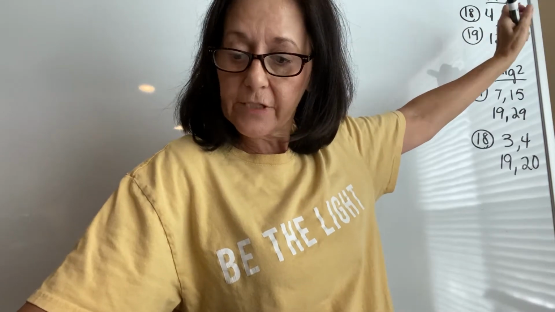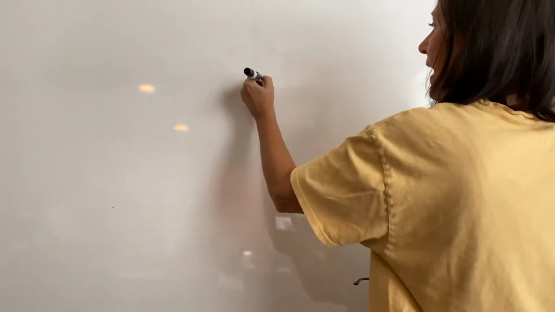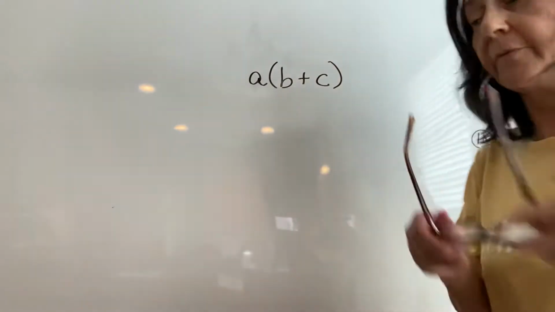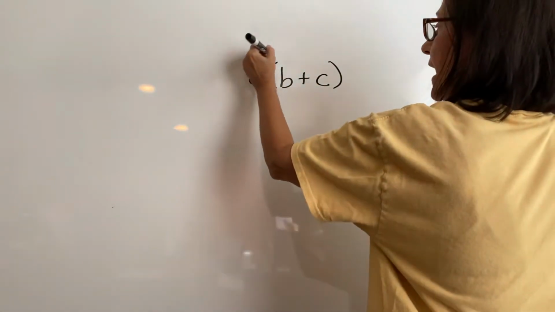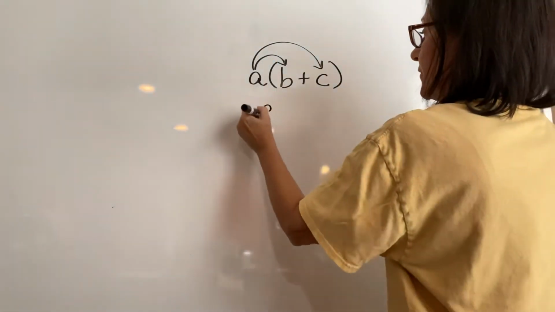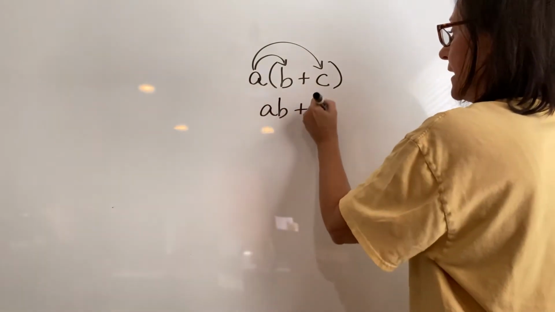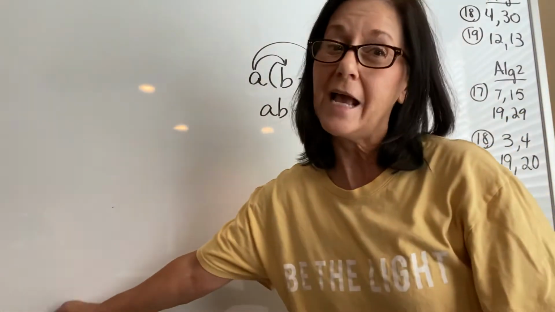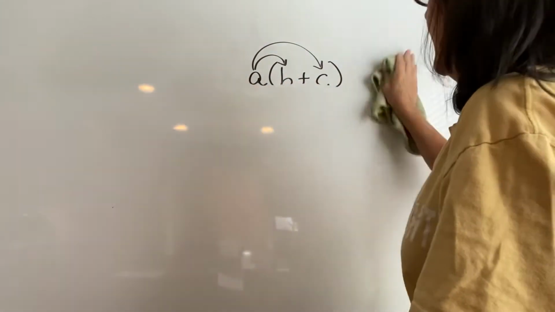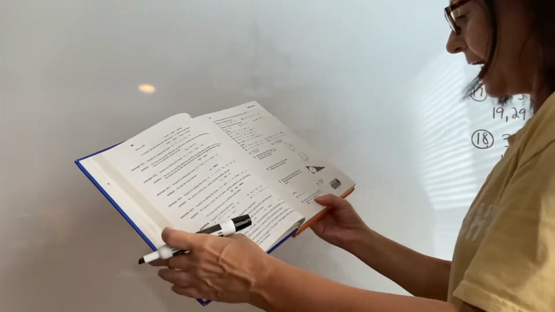And if we use letters A, B, and C and parentheses to write the distributive property, it would look something like A times B plus or minus C. So what does the distributive property tell us? We distribute the A to each of the terms inside the parentheses through multiplication. So we end up with AB plus AC. So that's all it was asking for, just to use those three letters to demonstrate the property of distribution.